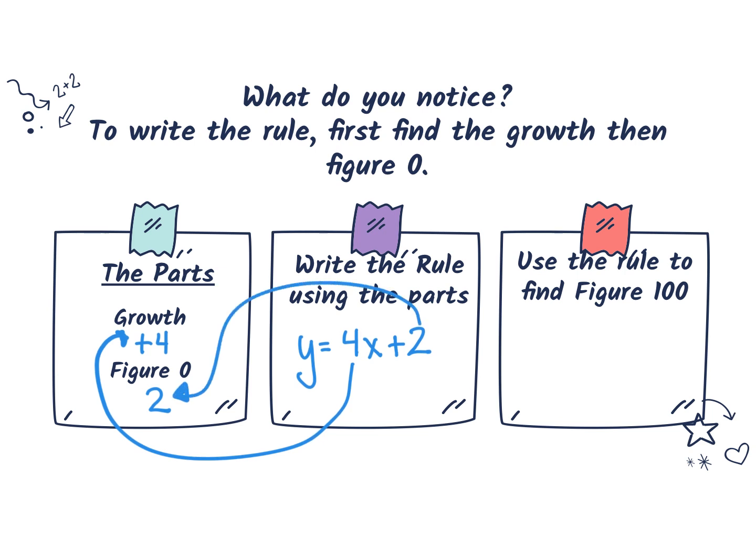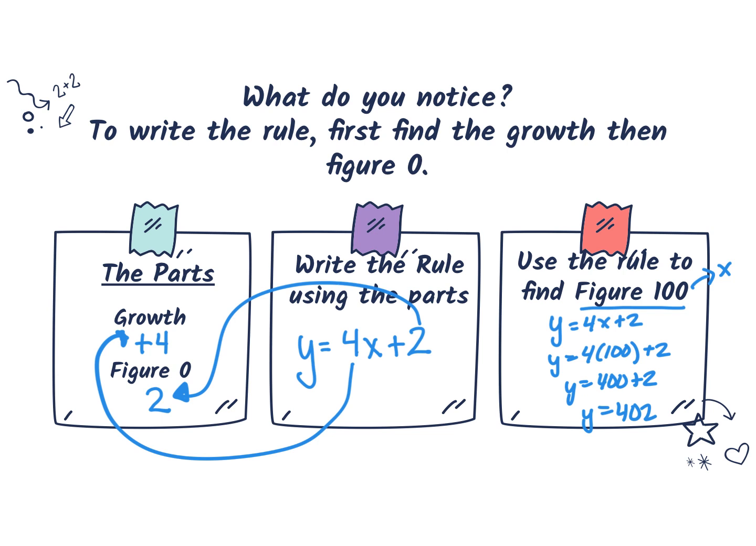And what we want to do is we want to use the rule to find out how many tiles would be in figure 100. This is our x variable. So we take our rule, y is equal to 4x plus 2. We sub in 4 times 100 plus 2. Y is equal to 400 plus 2. So y is equal to 402. There are 402 tiles in figure 100.